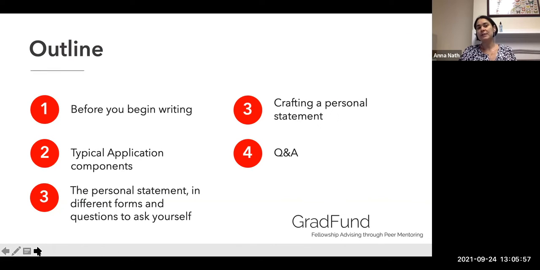So the outline for today: I'm going to go over what you should do before you begin writing, a little bit of help with the funder, how to understand the funder's mission before you actually start writing for them. I'll show you the typical application components. Everybody might have very different fellowships in mind, and the application package can vary, but there are some typical components for all. Then we'll talk about the personal statement, the different forms it can come in, and questions to ask yourself as you write it. And then some tips and tricks on how to craft a personal statement, how to make it effective, etc. And as always, we'll finish with Q&A.